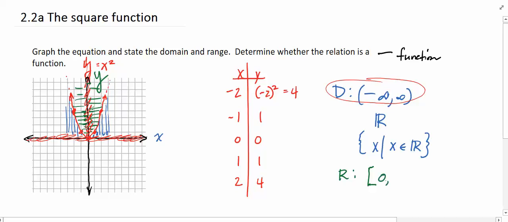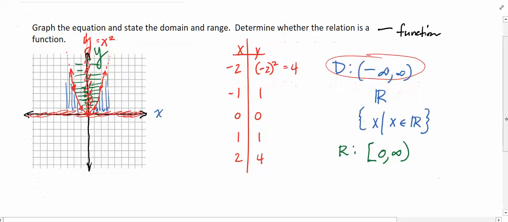From 0 to infinity. You could also write it this way: y such that y is greater than or equal to 0, meaning we're including the 0, and y is an element of the real number system. That's set builder notation. So there's how to find domain and range visually with a picture.